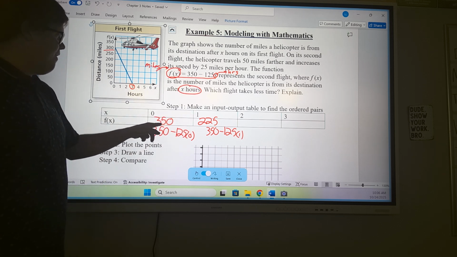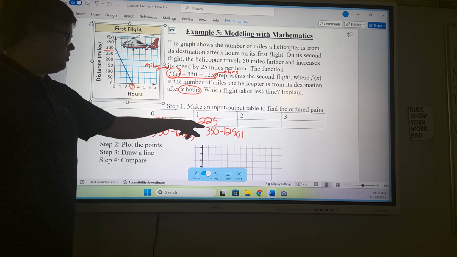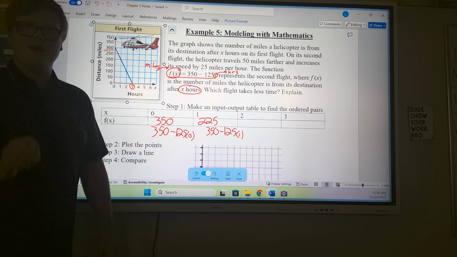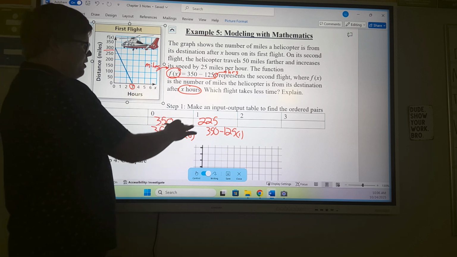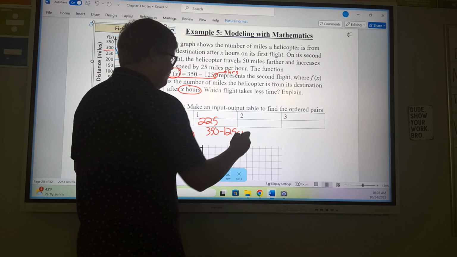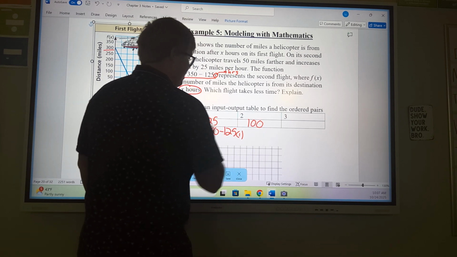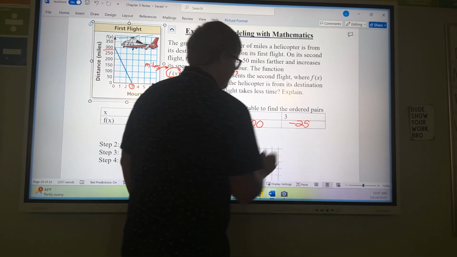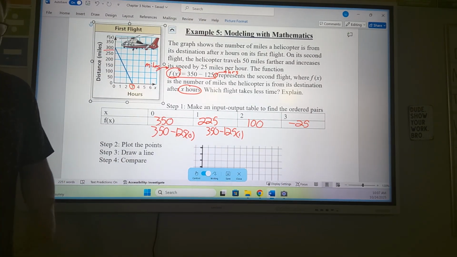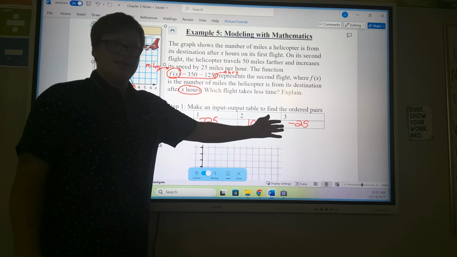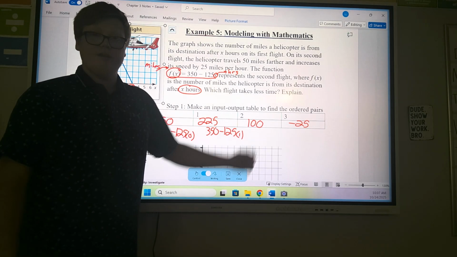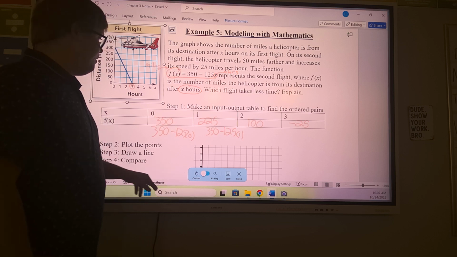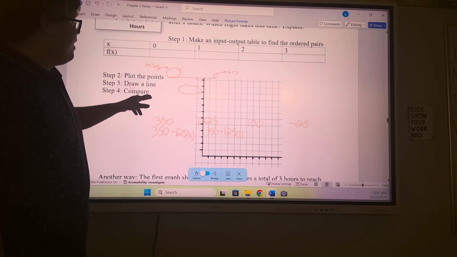We know that when we went from 350 to 225, we're subtracting 125, so that means every single one after that is going to be minus 125. So 225 minus 125 is 100. And 100 minus 125 is a negative 25. Now, you should be able to tell that obviously it's going to finish before 3 hours because we have negative 25. But we're going to graph it just so we can compare our graphs.